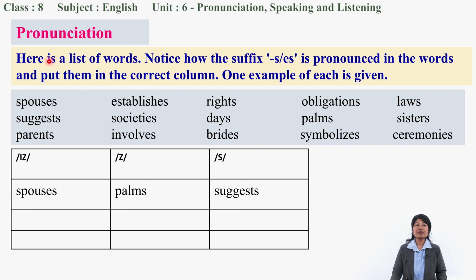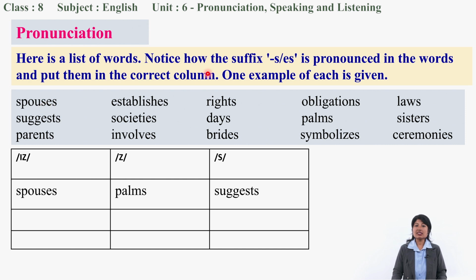Here it goes. Here is a list of words. Notice how the suffix s, es is pronounced in the words and put them in the correct column. One example of each is given. Okay, we have these columns, 3 columns. What it refers is s or es. See, when we add s or es in a noun or sometimes in a verb, we add s or es for making it plural or singular, right?